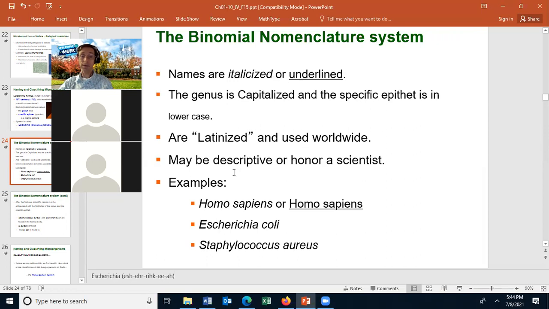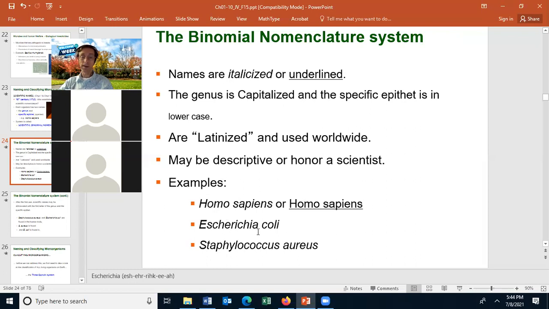The name may be descriptive or honor a scientist, like Homo sapiens is descriptive. Homo means man walking on two legs, and sapiens means wise man. Okay?